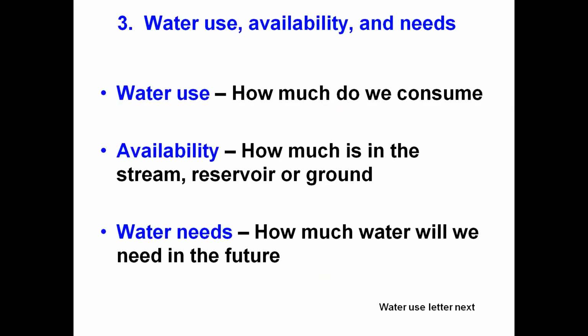Water use, availability and needs. Water use is how much water do we consume. Availability is how much is available in the stream, reservoir, ground. And water needs, how much water will we need for the future. Those are three important issues that are addressed by the Texas Water Development Board, for example, and their Texas Water Plan that produces all this data every few years.